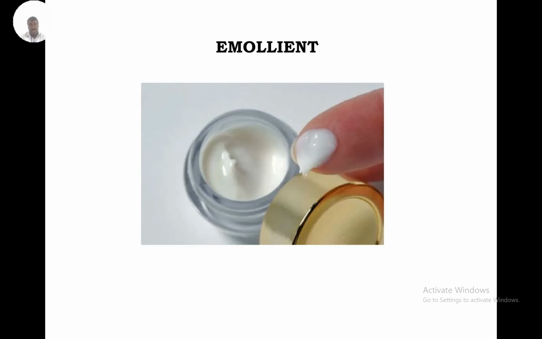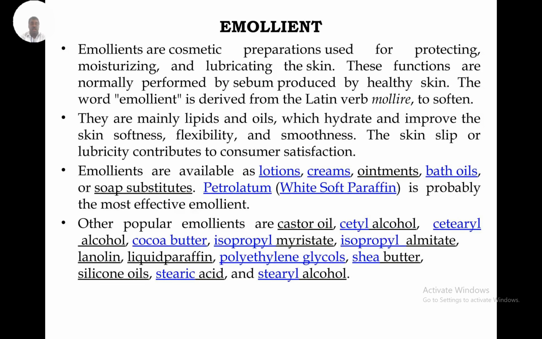Next class of excipient used in cosmetics is emollient, and they are used for protecting, moisturizing, and lubricating the skin. These functions are normally performed by the sebum produced by healthy skin. The emollients are mainly lipids and oils, which hydrate and improve skin softness, flexibility, and smoothness. The skin slip or lubricity contributes to consumer satisfaction. Emollients are available as lotions, creams, ointments, bath oils, or soap substitutes.